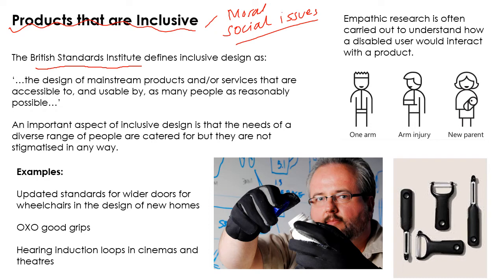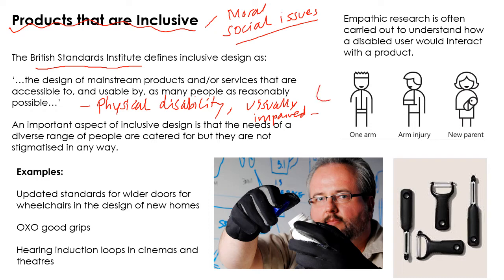So this means that products and services, such as going through an airport or going into shops, can be used as much as possible by a wide range of people. People that might have a physical disability. They might be visually impaired. They could have a hearing deficit. So there's lots of different things that need to be considered.